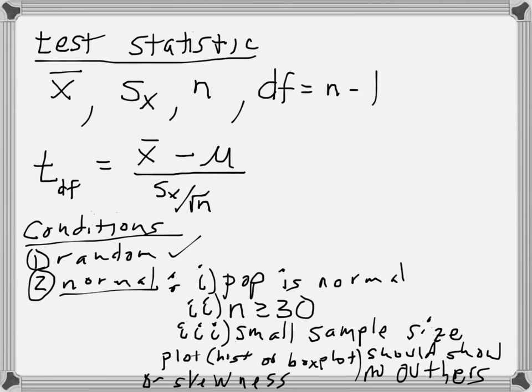So we need to check those conditions. As I said, condition number 3 is probably going to be a little bit more common. I'm just going to give you a bunch of numbers, like we'll see in our example today, and you're going to have to go to your calculator and sketch a histogram and or a box plot. Can I move on? Next slide.